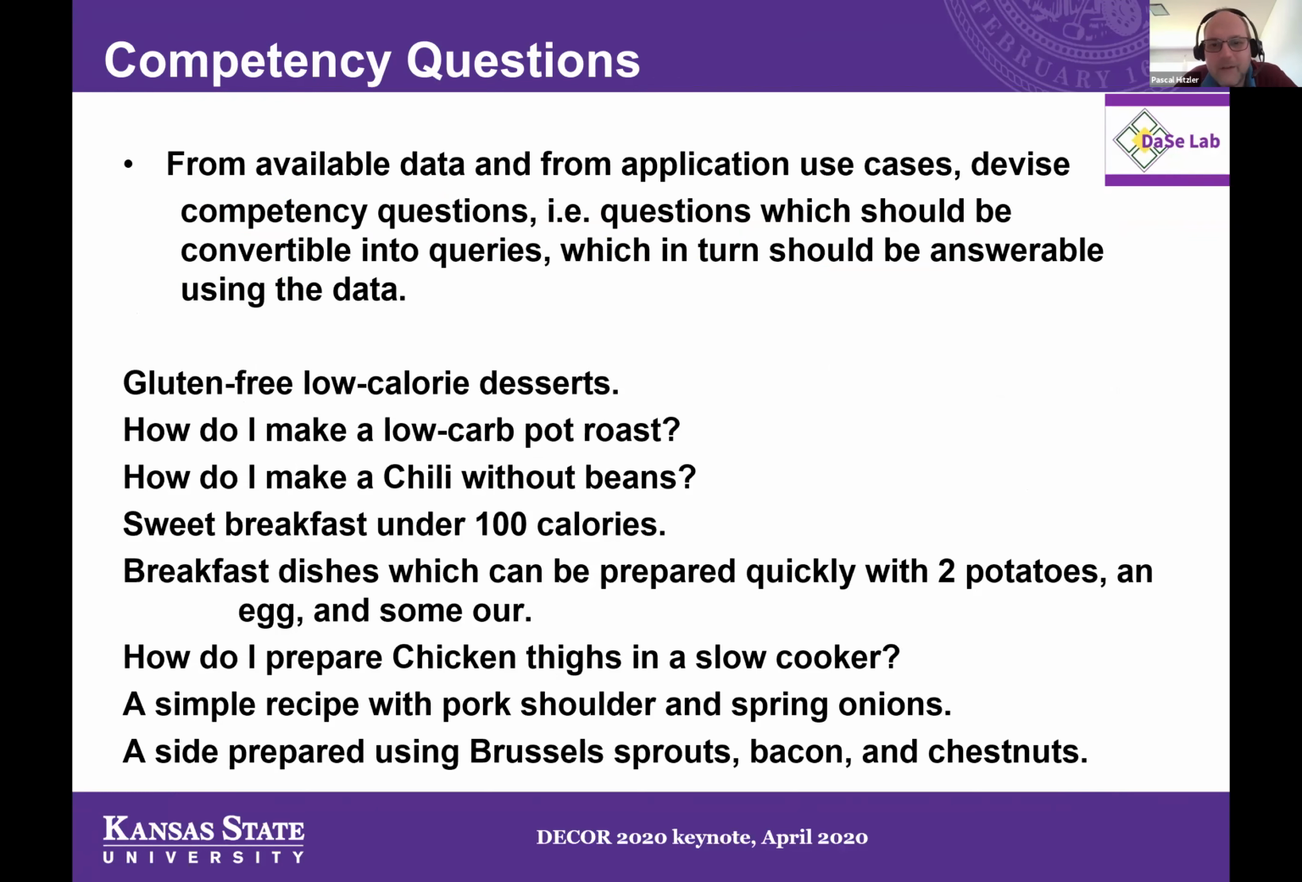You can think of all kinds of difficult stuff as well, or kinds of breakfast dishes which can be prepared quickly with 2 potatoes, an egg, and some flour. Oh, there is a flour missing here, because that's what I just happen to have in the fridge, right? For example. That's not how I usually do the cooking. I just see what I have in the fridge and try to make something up, but that may be just me. So in any case, you get these competency questions.